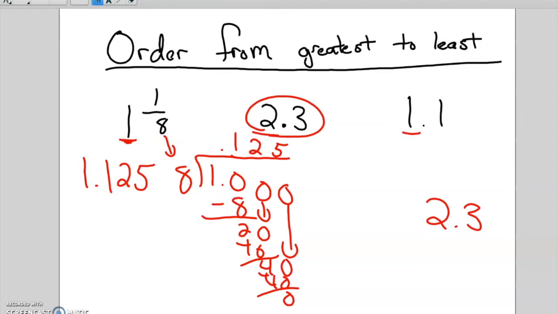Okay, now I can compare. The ones are the same, we already said. Got 1 tenth, 1 tenth. Okay, go to the right to the hundredths. 2 hundredths. How many hundredths are here? 0, right? So 0 is smaller than our 2. So 1.1 is the next number. And then 1 and 1/8 would be in the middle there. Okay?